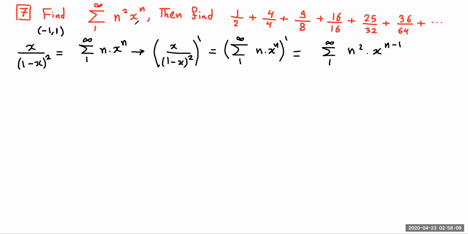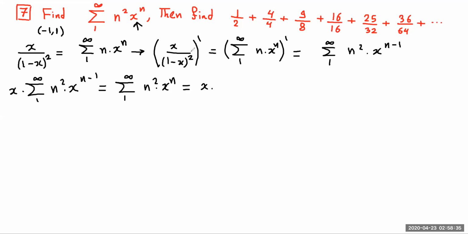Now, I need in the question here n power 2 x power n, so let's multiply both sides by x. So I have sigma n power 2 x times x power n minus 1 from 1 to infinity, which is equal to sigma n power 2 x power n from 1 to infinity, and this is equal to x times the derivative of this function here, the derivative of x times (1 minus x) power minus 2. So let's calculate this derivative.